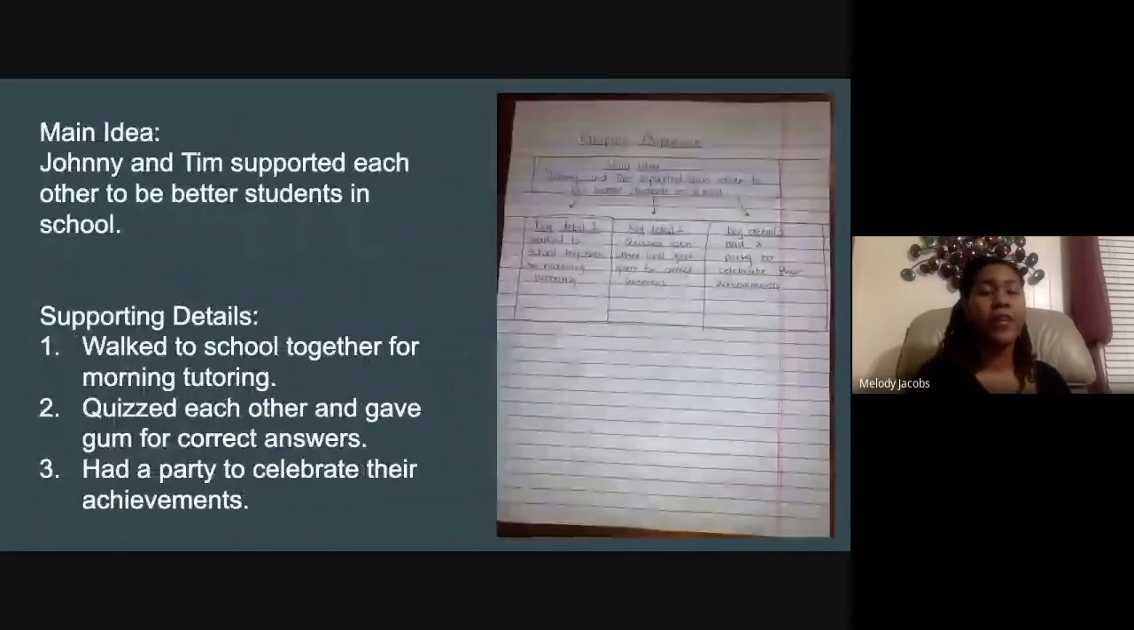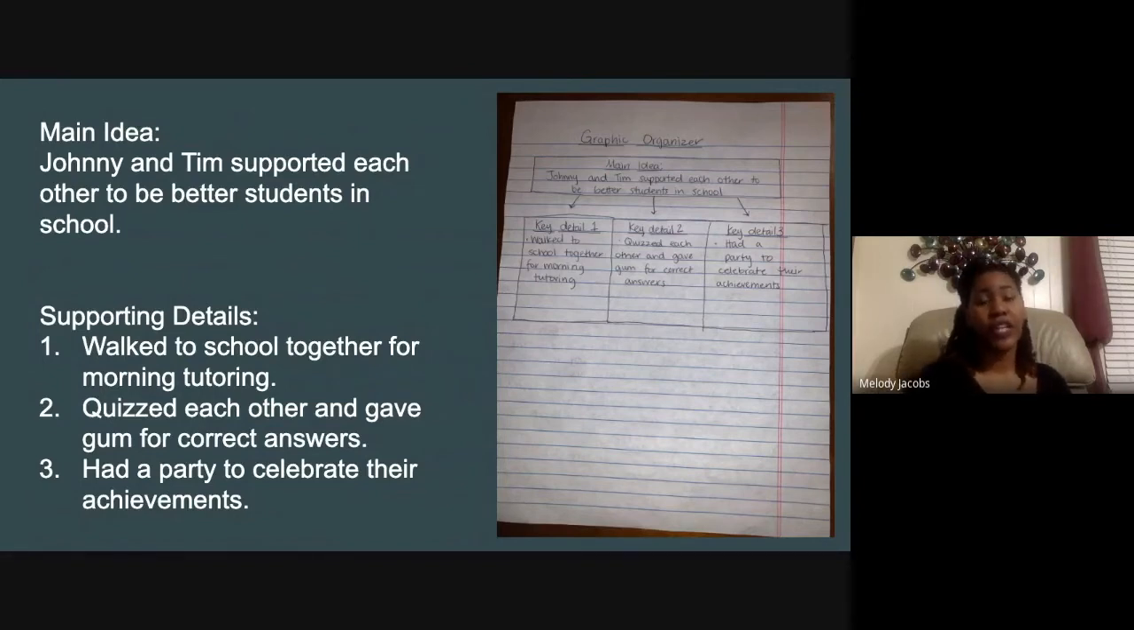So the first thing we want to identify is what is the main idea. The main idea for the story that we just read is Johnny and Tim supported each other to be better students in school. Now, how do we know that? Well, we use the supporting details from the story. One, they walked to school together for morning tutoring. Two, they quizzed each other and gave gum for correct answers. And three, they had a party to celebrate their achievements.